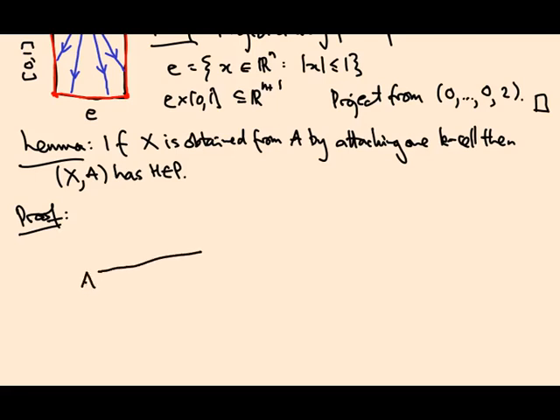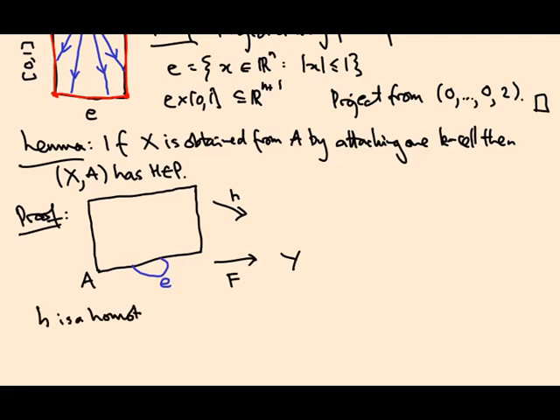Here's A, I'm just going to draw it as a line. Here's X, I'm just attaching one k-cell called e to A. So I was given various pieces of data. I was given a function f on this whole thing, on A union e, so on X, to some other space. And I was given a homotopy of that function. In other words, little h is a homotopy of f restricted to A. It's a map from A times [0, 1], where [0, 1] is this up direction in this picture.